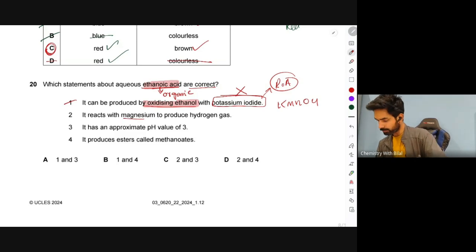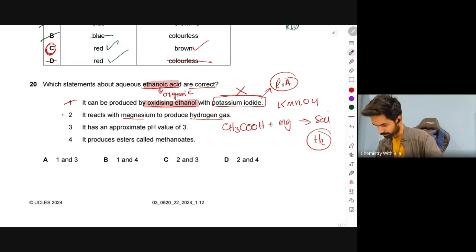It reacts with magnesium to form hydrogen. Whenever any acid, doesn't matter if it is ethanoic acid, whenever you have any acid react with a group 1 or group 2 metal, it produces salt and hydrogen gas. So it produces hydrogen gas. Second is correct. That means it cannot be A and B. It should be C or D.